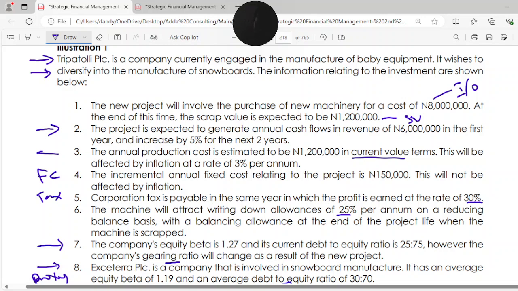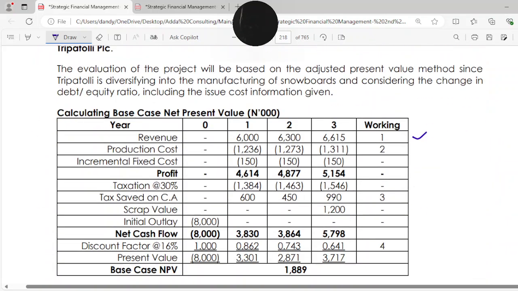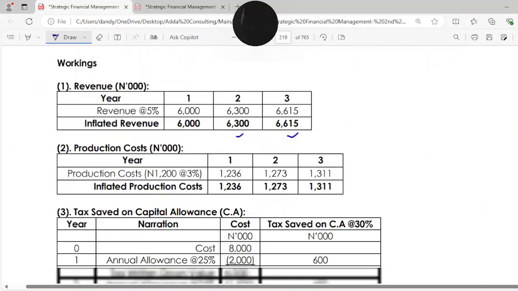In information number 3, you are told that the annual production cost is estimated to be 1.2 million in current value terms. Under production cost, you have your direct material, direct labor, direct expenses, and variable overhead. All of them have been put together, and the examiner told us that it's 1.2 million in current value terms. The inflation rate is 3%, so let's go and inflate that. Inflation should start from year 1.